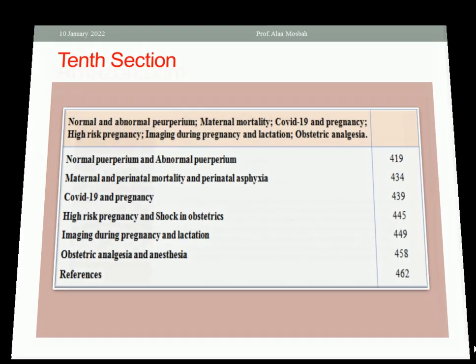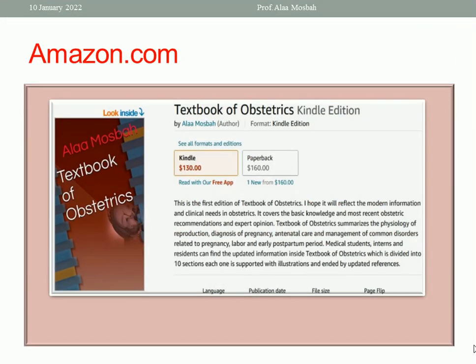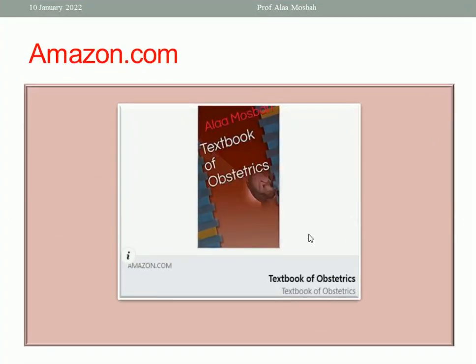This is the 10th section of the Textbook of Obstetrics, which is published on Amazon, and you can go to Amazon through its link. It is available in two forms: Kindle form, ebook, and also paperback form. You can order any form of them through Amazon. This is the link of the Amazon, and this is the textbook of obstetrics.